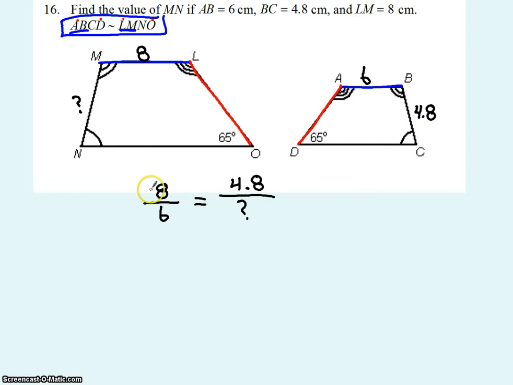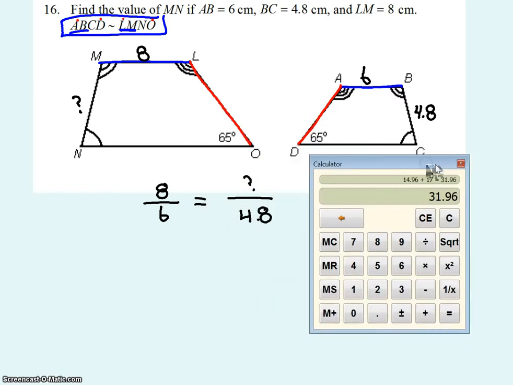This is wrong because I've got big figure over little figure, and then on the second side I've got little over big. So I've reversed those. I'm going to flip it over so it's correct. Since I went big over little, I've got to go big over little. Now I can solve that proportion pretty easily by doing the cross multiply and divide step. 8 times 4.8 gets you 38.4, and divide that by 6. 6.4 is your answer.